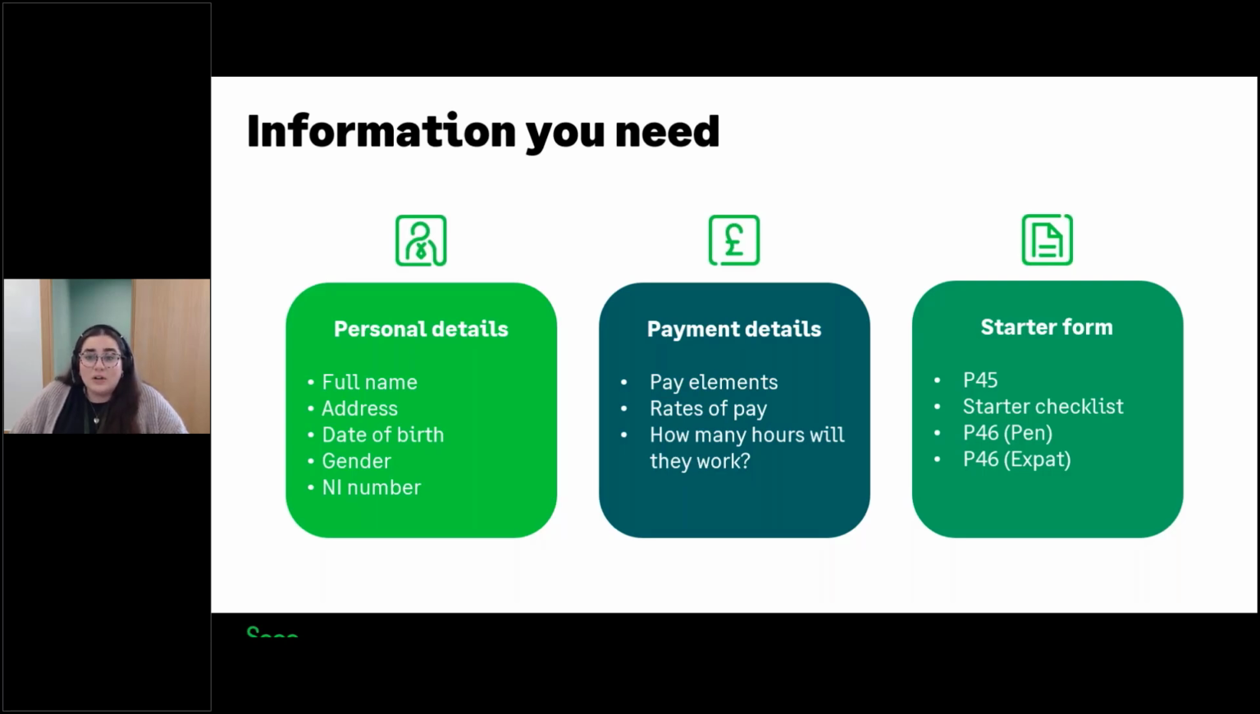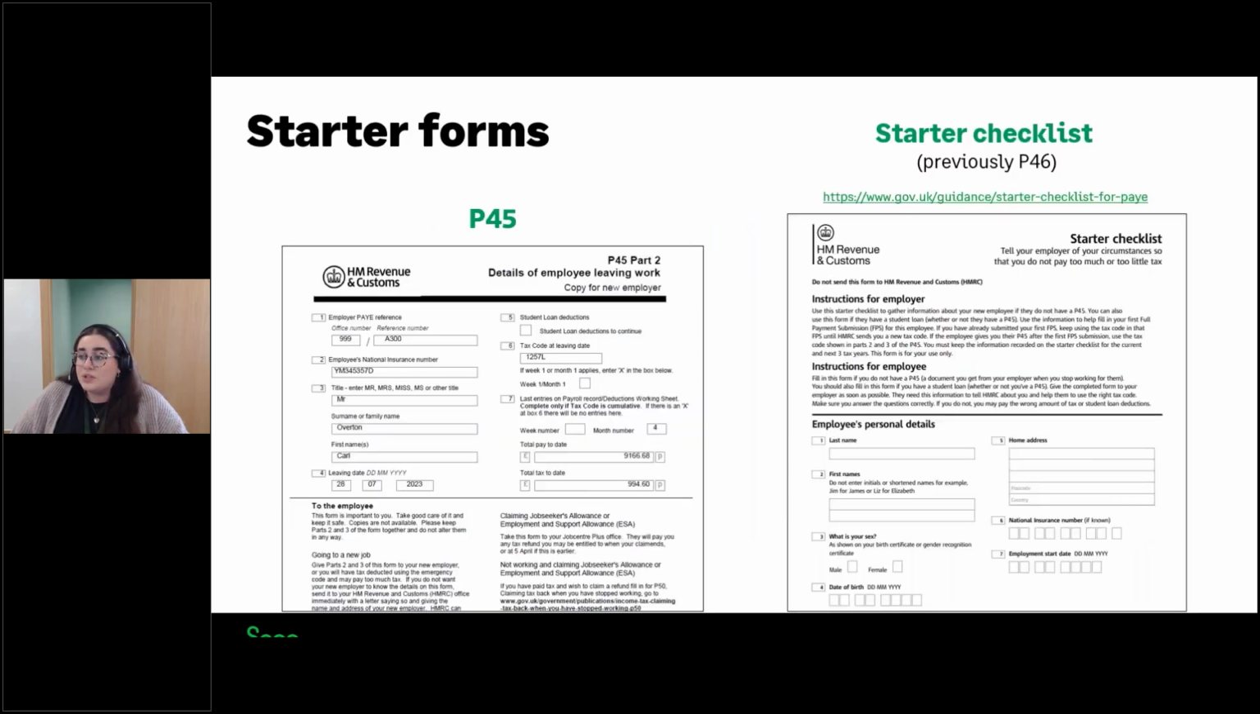Let's also take a closer look at those forms now. So I've got a screenshot of both of them here. On the left is the P45. There are 3 parts to this. So you'll need part 2 to actually set up the employee's record in payroll. That's what's going to have all of that information on for you. You'll also need to take part 3 from the employee. And then part 1, this is just the employee's copy. So if they do give you this, you can just give that back to them.